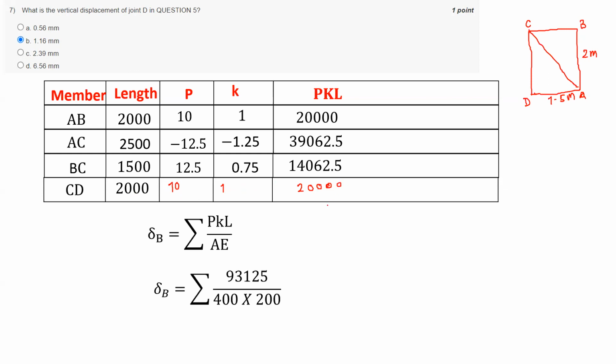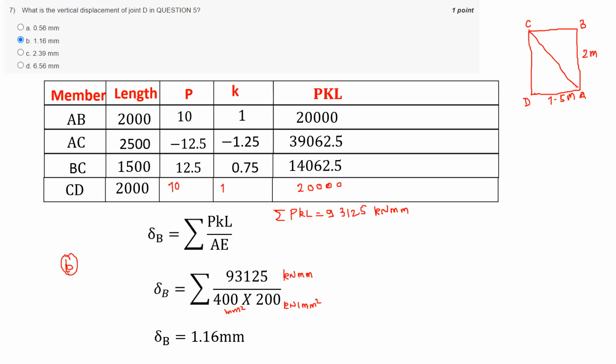Now summation PKL upon AE. If you do this summation, then you will get PKL as 93125. The unit, as already mentioned, is kilonewton millimeter. Then this is 400 millimeter square, and this is kilonewton per millimeter square. So the remaining is kilonewton; kilonewton gets cancelled and we have millimeters. So we have 1.16 millimeters, and that answer is B.